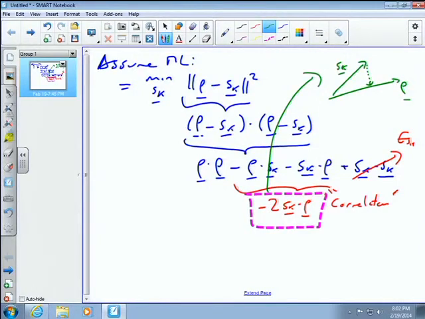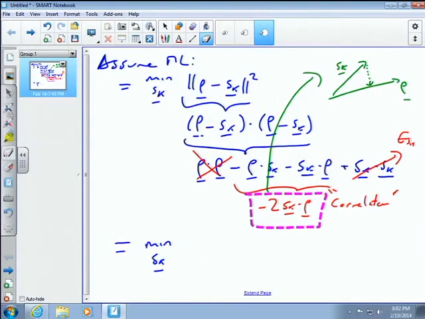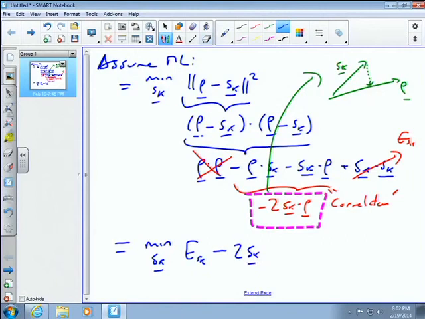Now, this guy's kind of interesting here, too. So this is some sort of energy of rho. Does it have sk in it? No. So what ends up happening is that our min over sk is going to be equal to the energy of sk, E_sk, minus 2 sk dot rho.